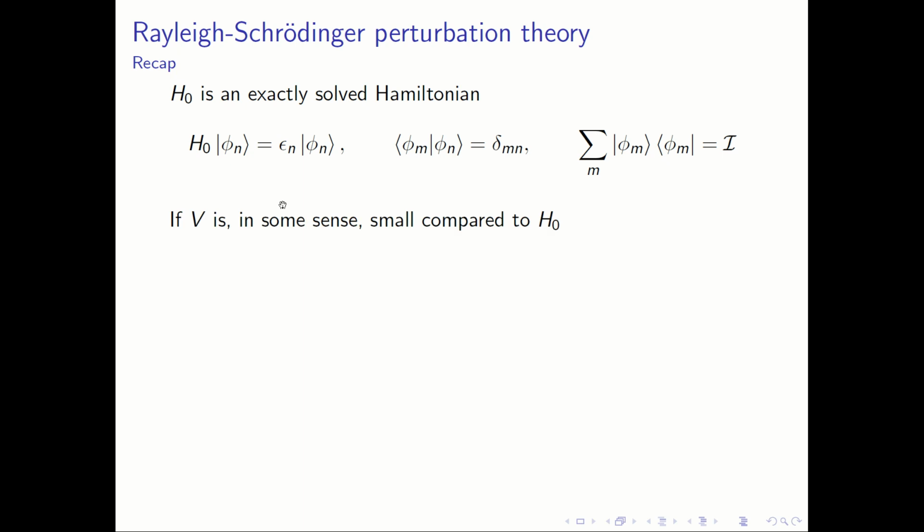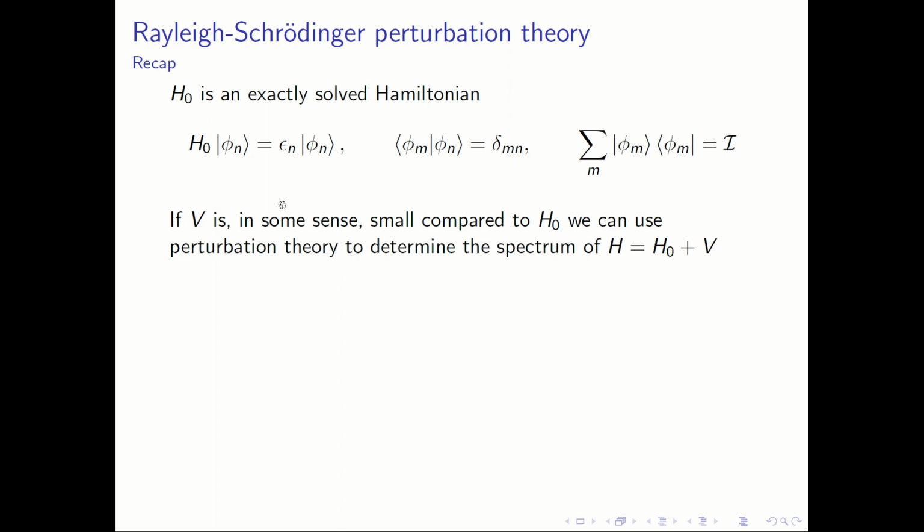In addition, we have another ingredient, which is V. This is a perturbation which is in some sense small compared to H0, and if that is so, we can use perturbation theory to determine the spectrum, at least approximately, of H, which is H0 plus V. What we are really seeking are the eigenkets psi n and eigenvalues En of H, which is H0 plus V.